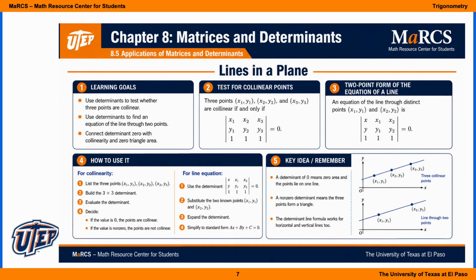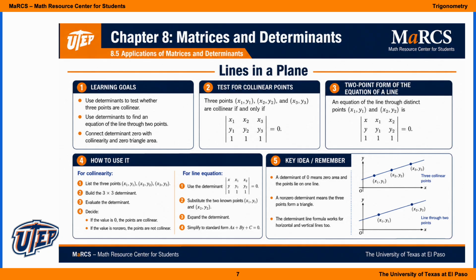Now to test if 3 points are collinear, that is to say that those 3 points lie on the same straight line, we need to check if the determinant of a 3x3 matrix that we construct from those 3 points is equal to 0. So first, we let our first row be the x coordinates, so our x1, x2, and x3. Our second row of our 3x3 matrix will be our y coordinates, our y1, y2, and y3. And our last row will be all 1s.